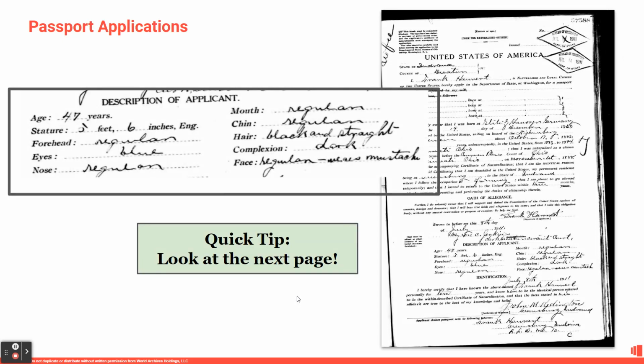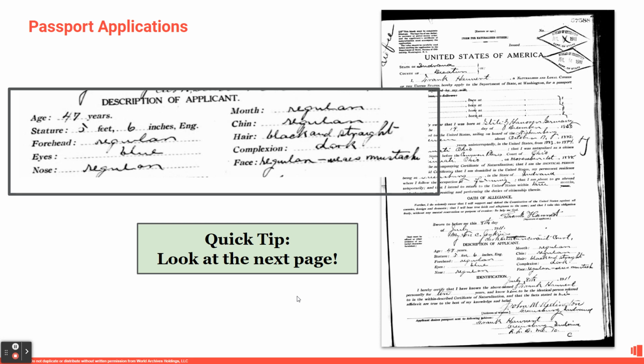The next one is passport applications. I do love passport applications. These are a wealth of information. So quick tip on this one is to make sure that you look at the page after the actual application, because a lot of times these applications on the next page will have a picture of your ancestor. That was not the case on this particular one, but a lot of times they do. So make sure you look at the next page.